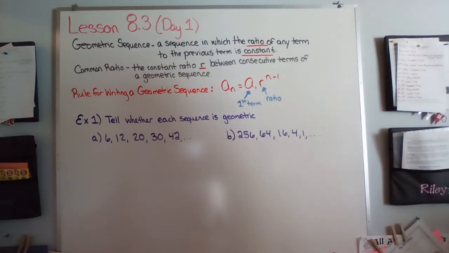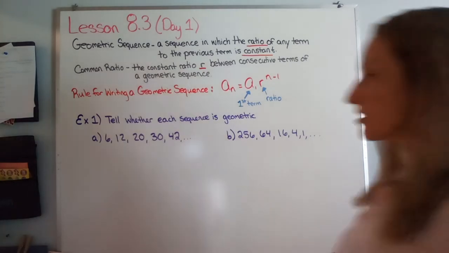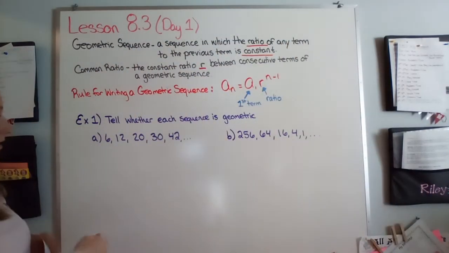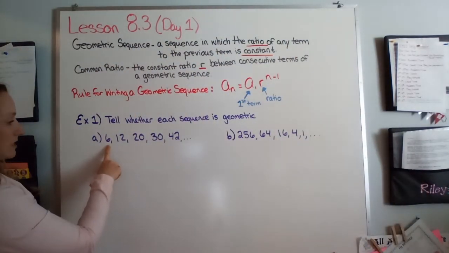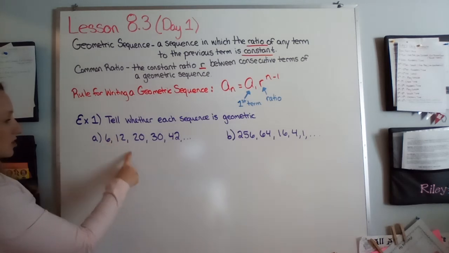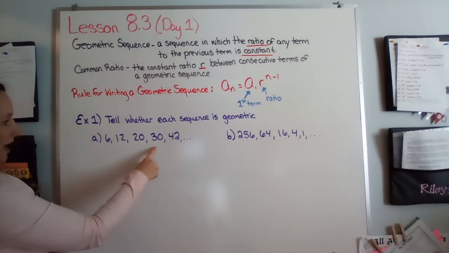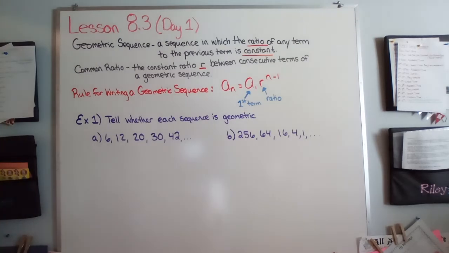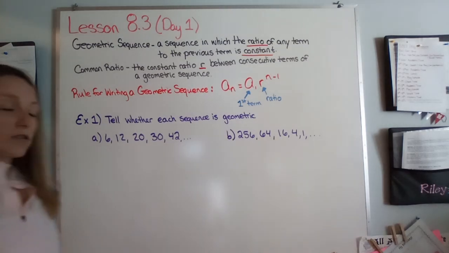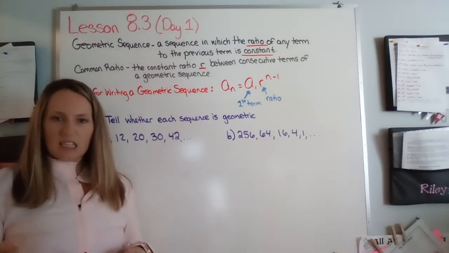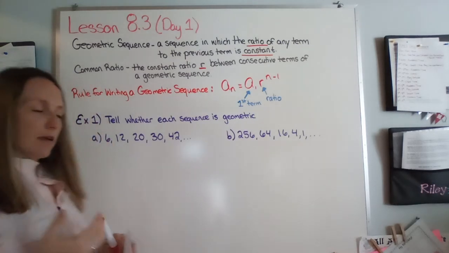All right, so the first set of problems we're going to look at, we're going to tell whether each sequence is geometric. Okay, so we need to figure out, is there a constant ratio? Is there some number we're multiplying by to get from this term to that, and then this term to that, and so on and so forth, okay? So you may already be able to just look and determine whether or not there is a common ratio. I'm going to show you how to set it up, because if the numbers are not ones where it's easy to identify what you're multiplying by, we need a method.